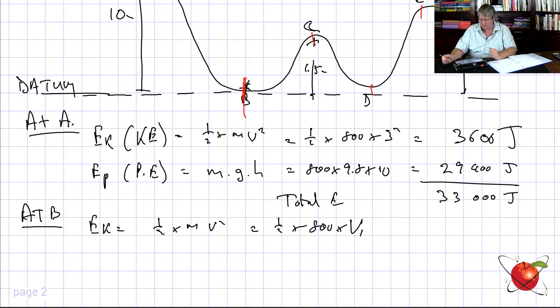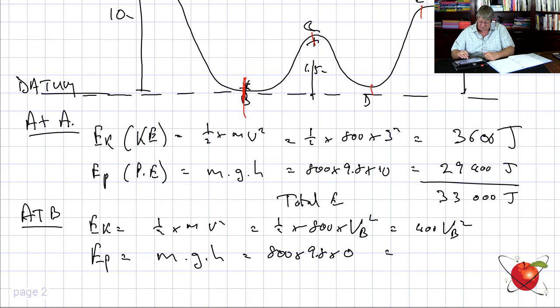Remember, 33,000. It means that at any other point, over there or there or anywhere, the total of this kinetic and the potential must always add up to 33,000. That is the law of conservation of energy. It cannot be created nor destroyed, merely changed from one form to another. So this is all you do as a recipe: you go to the point where they're asking you for the thing. You say at B.